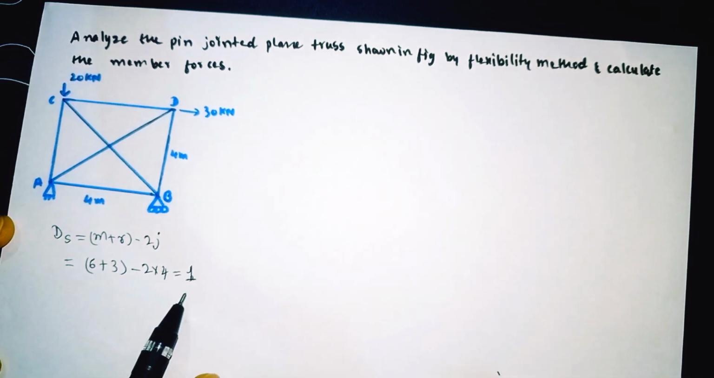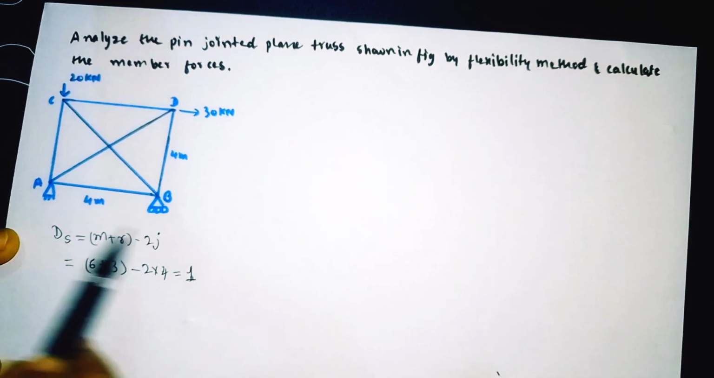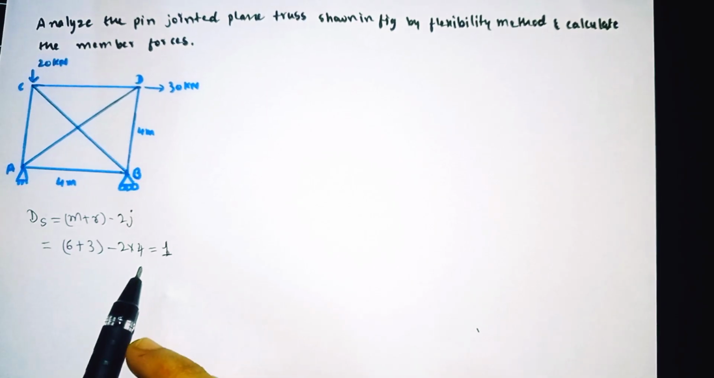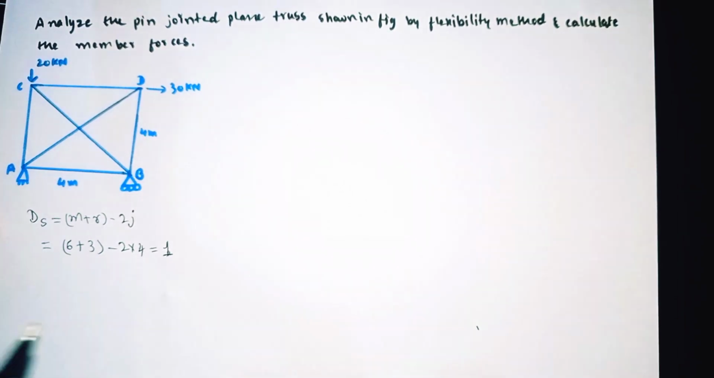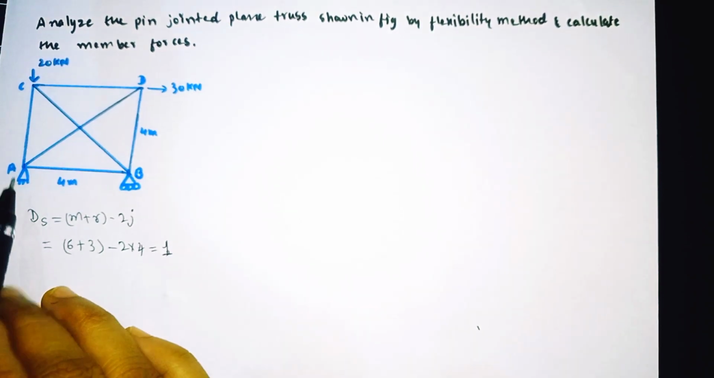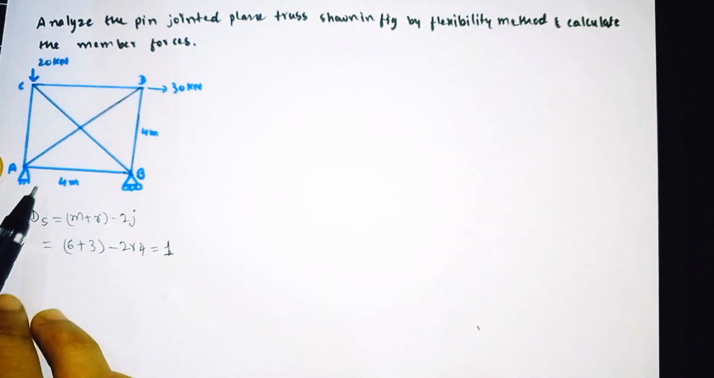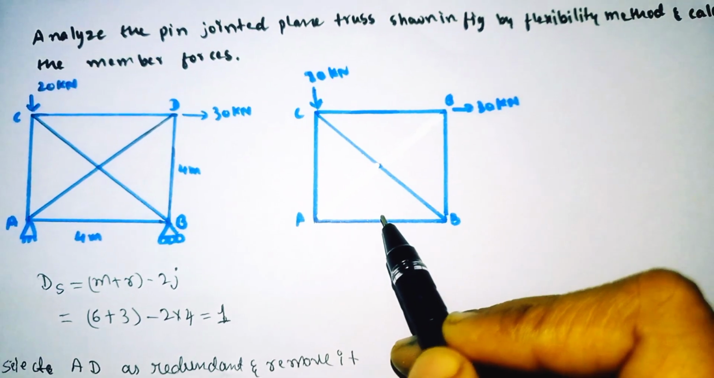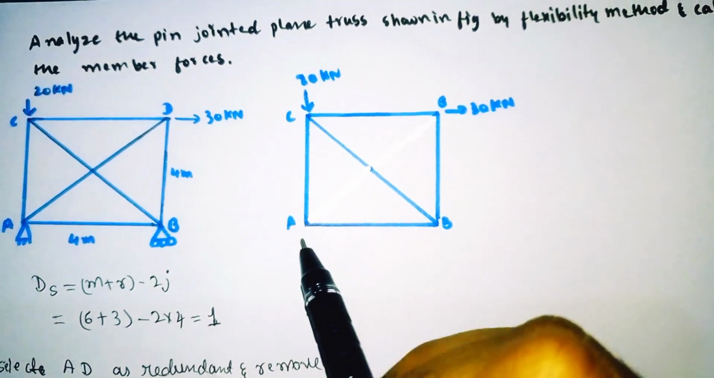In the case of beams and frames we select a support as the redundant. This is the different thing we need to remember when it comes to trusses. So now our ds value is 1. I am selecting the member AD as the redundant and I will remove it. This is the released structure. I have removed the AD member here.